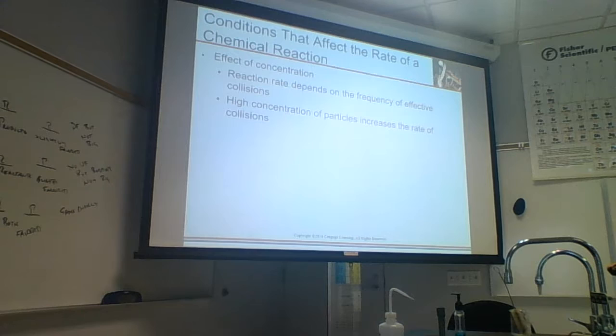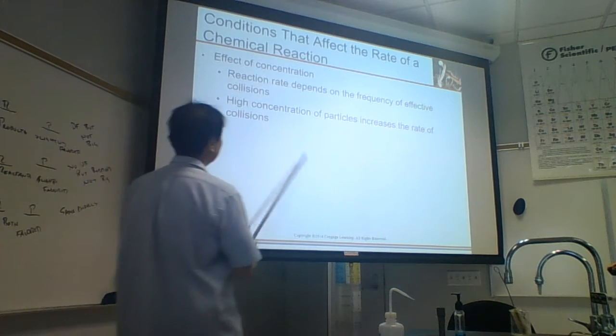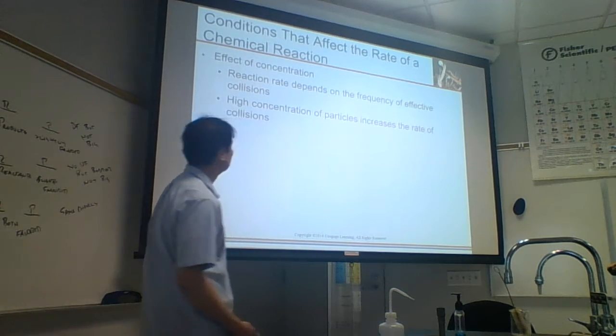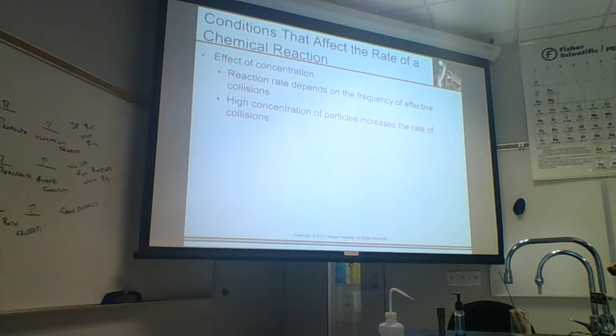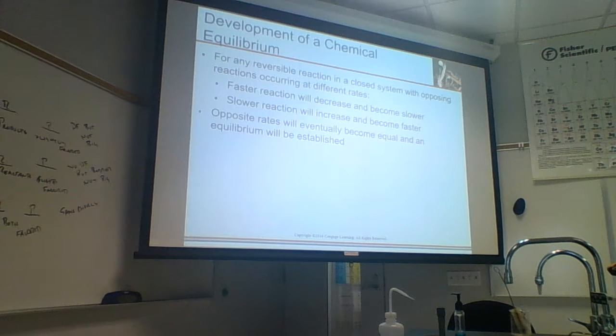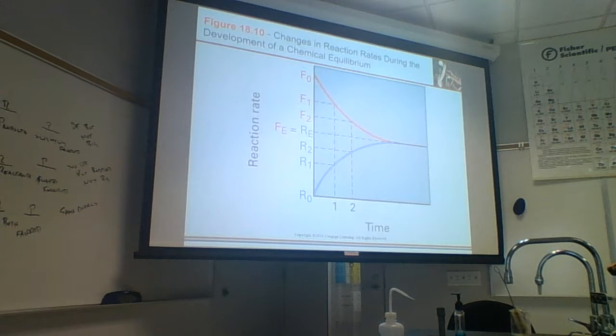Other conditions that affect the rate: concentration. Higher concentrations, we can get more collisions. So things at higher concentrations tend to react faster. Well, that's talking about the rate. It's called kinetics. Now we're going to move on.